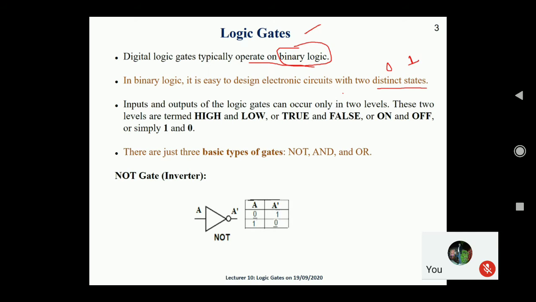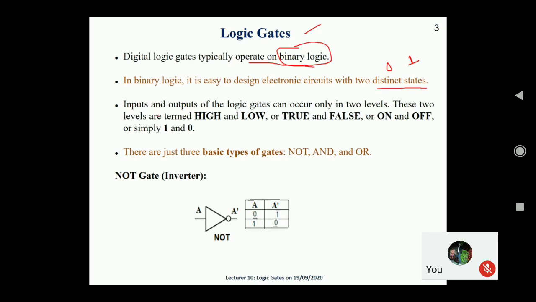But when we are talking about the analog system, some continuous values, that means fractional numbers, also come. If it is 0 to 5 volts, in between 0 and 5 there are different values, so we are not getting distinct states. But when we are talking about the logic circuit, there are two distinct states.